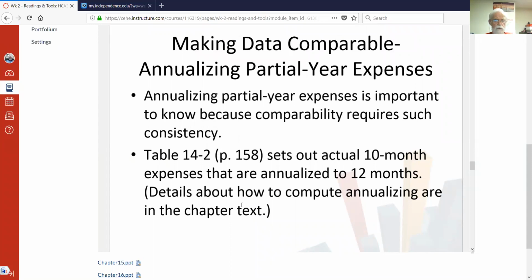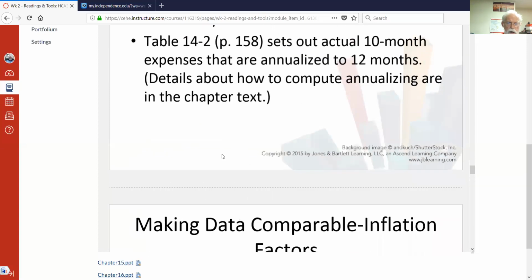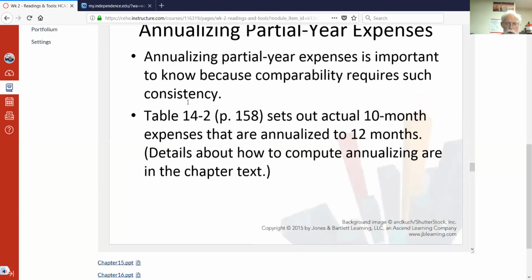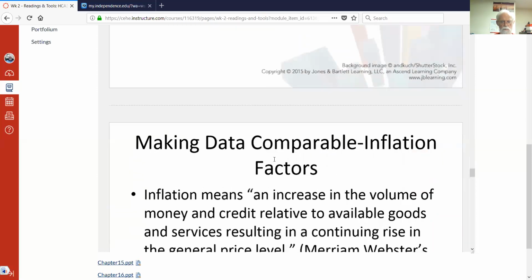This next slide is about annualizing your expenses, which basically means if we look at this table, we've got the table in the text. We've got 10 months of expenses that are annualized to 12. Basically, we gross it up by 20% to calculate that. That's just a math issue.